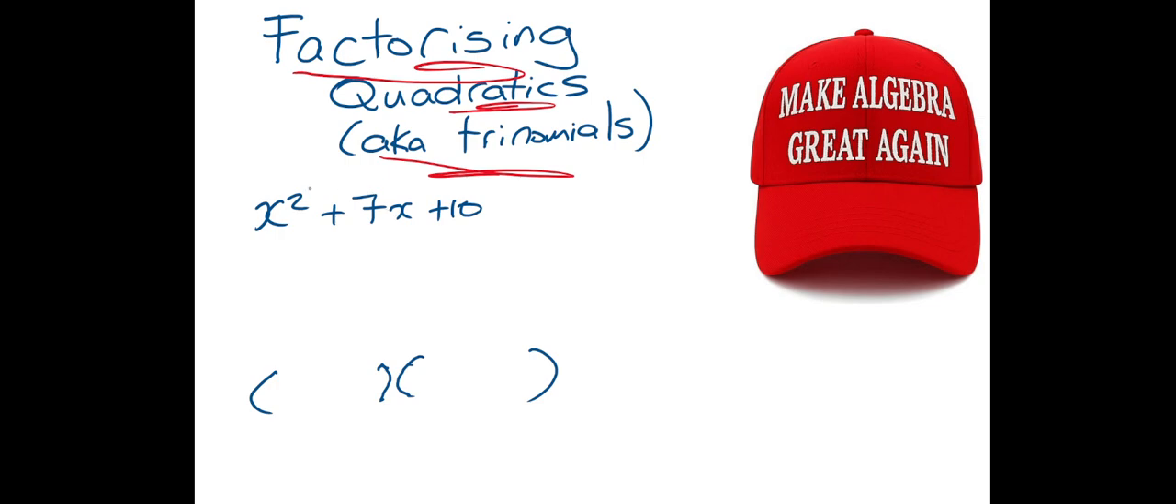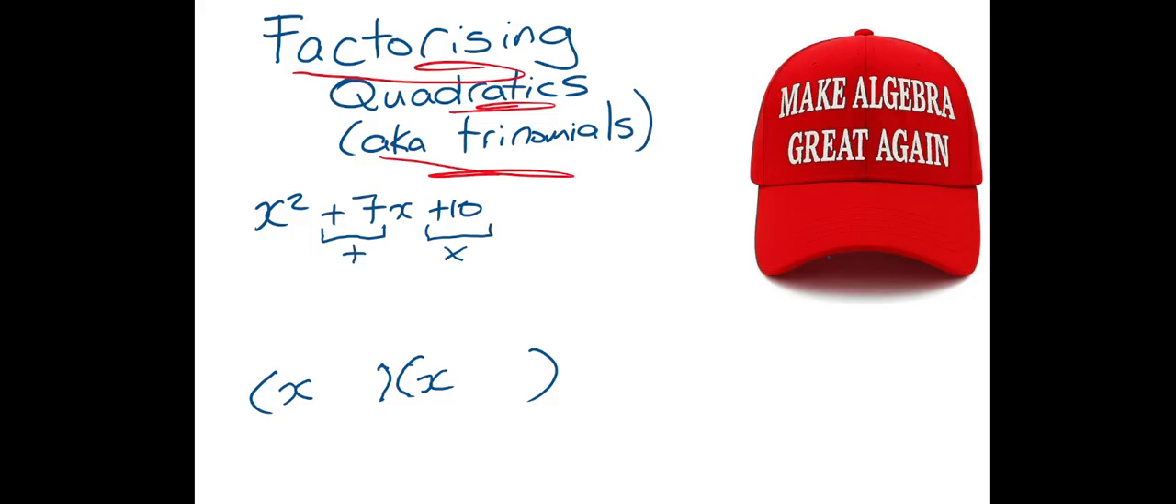Now, because it has an x squared, I'm going to set it up and I'm going to give you a little starter. It's going to end up something like that: x plus minus something, and then the other brackets x plus minus something. Okay, now what we want to do is find two numbers that add to give us that plus 7 and multiply to give us plus 10.